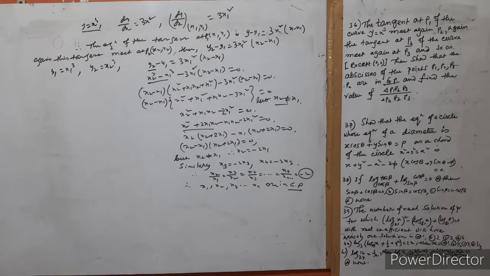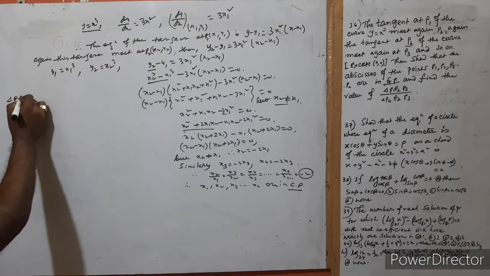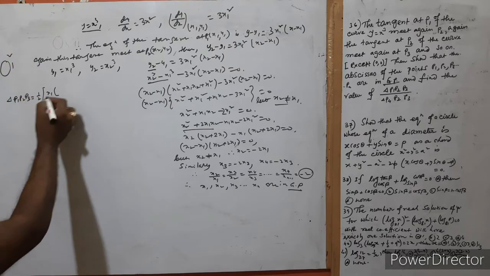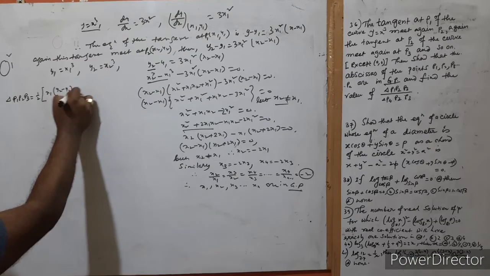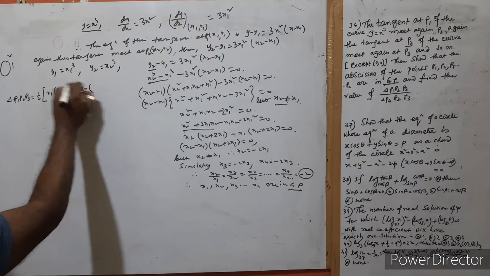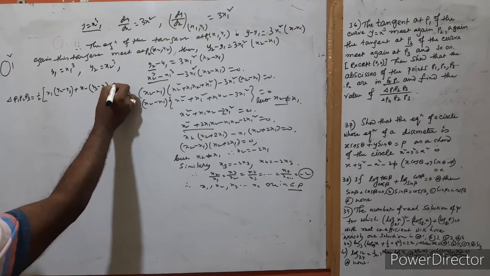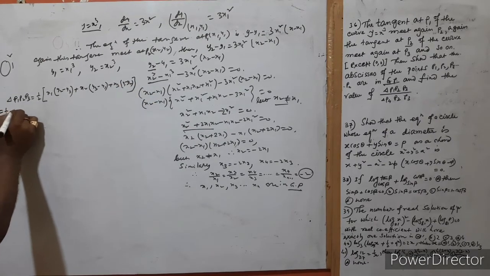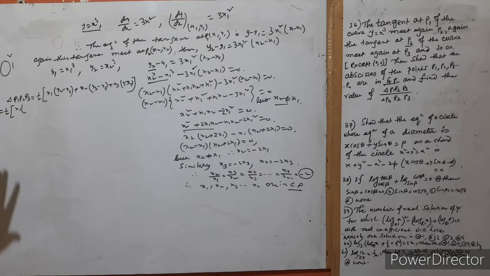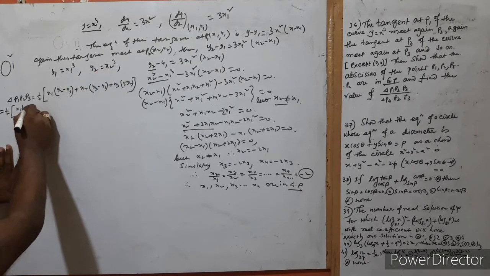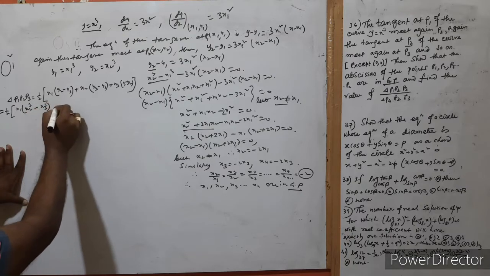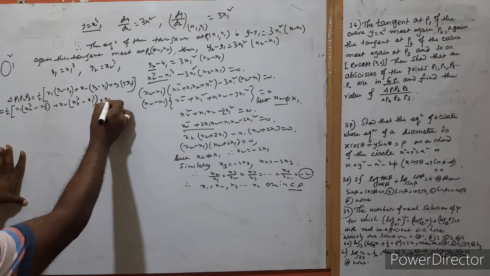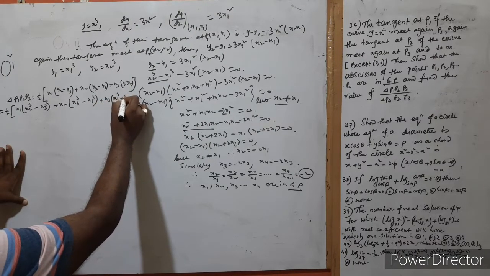Actually del P1 P2 P3, the area of the triangle P1 P2 P3, is half of the determinant: x1, 1, 2, 3, 1, 2, 3, y2 minus y3, again 2 x2 we get y3 minus y1, and x3 we get here y1 minus y2. And now we have to find this: x1, y2, and this is x2 cube, x3 cube, x2 y3 cube, x3 cube, x1 cube, x3, x1 cube and x2 cube.